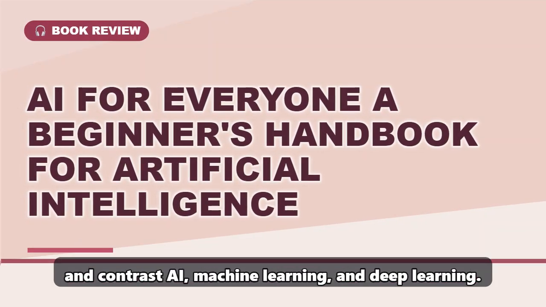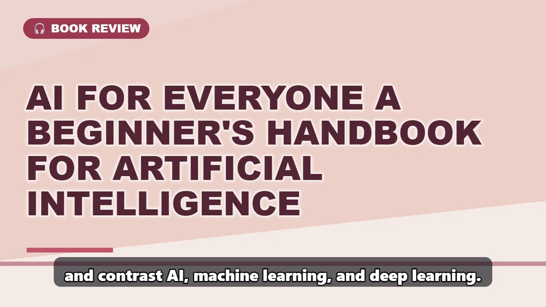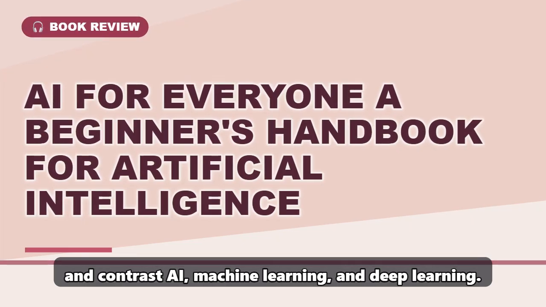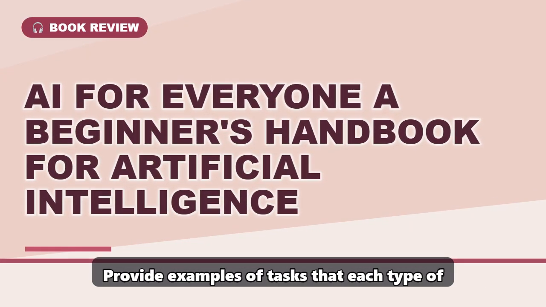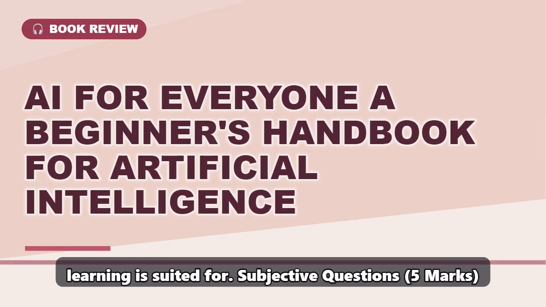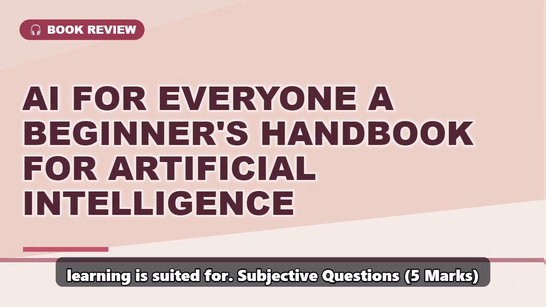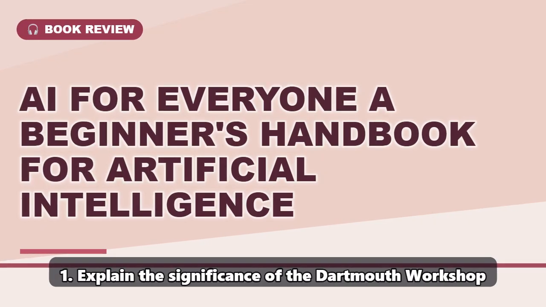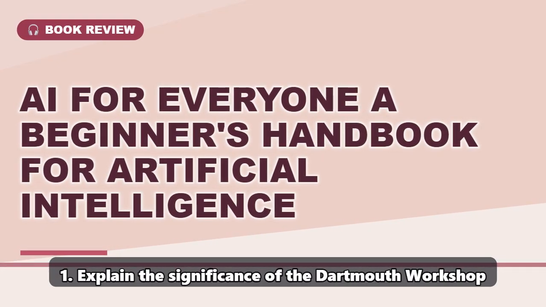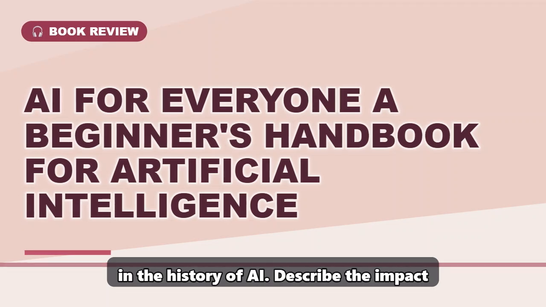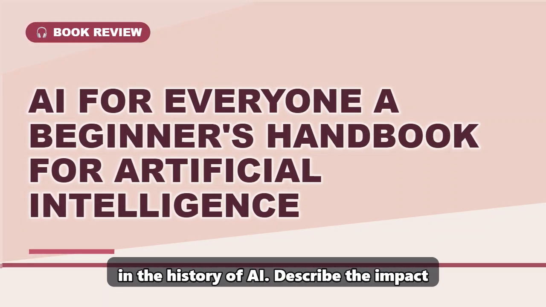Compare and contrast AI, machine learning, and deep learning. Provide examples of tasks that each type of learning is suited for. Subjective questions, 5 marks. 1. Explain the significance of the Dartmouth Workshop in the history of AI.